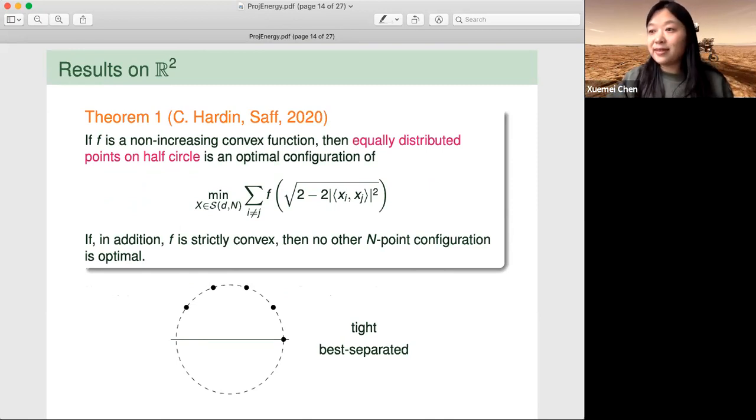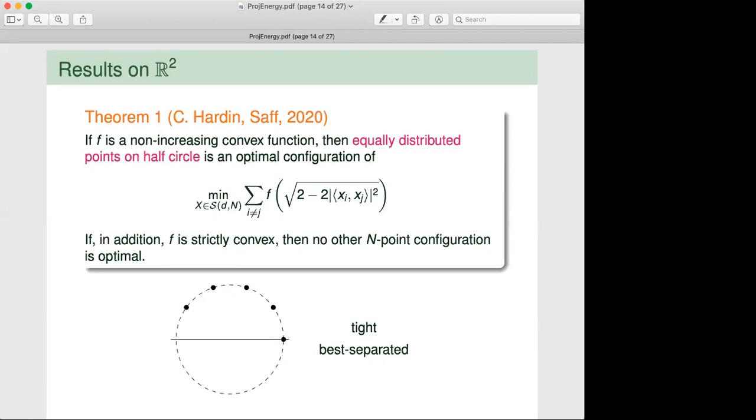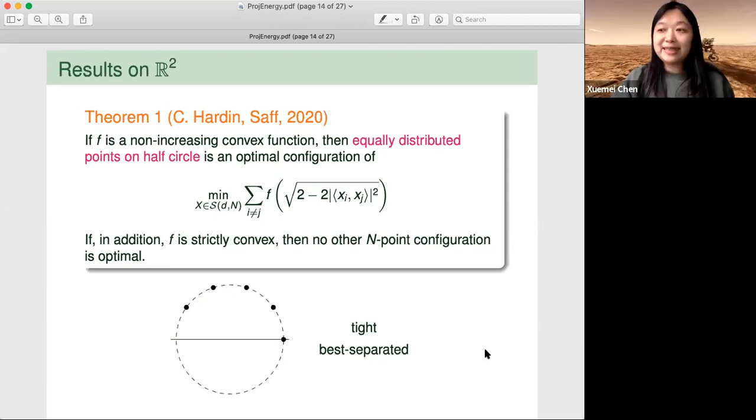We can claim that equally distributed points on the half circle, because I'm on the projective space, so I think it would be pretty easy. I lost my chain. So it's on the projective space, so I'm just going to draw a half circle here. Okay, and then it's equally distributed points on the half circle here, so they are going to be the minimizers.